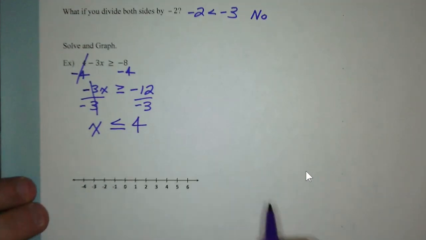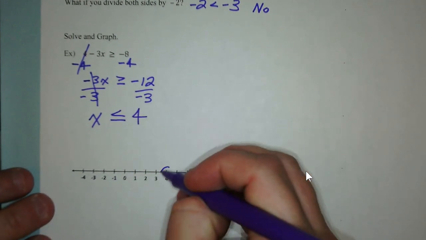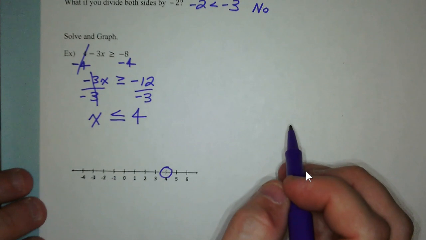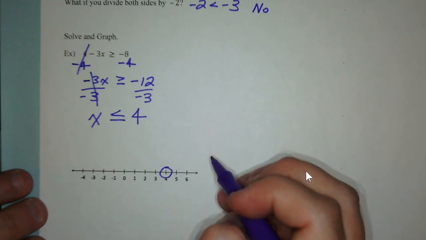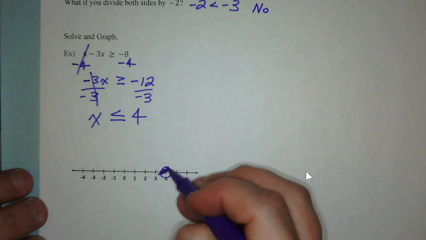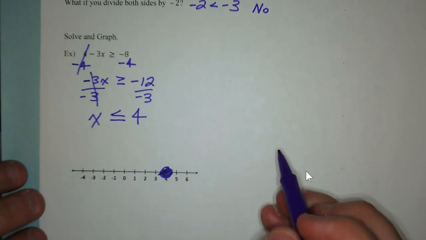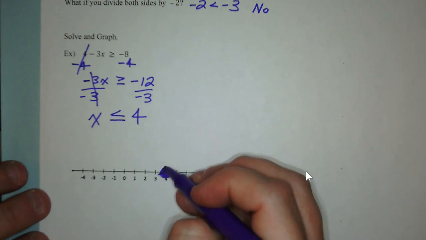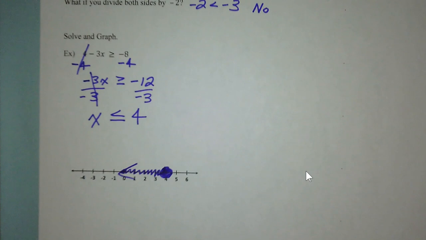And so now you just have to graph this. I mean, this is the answer, but you just have to graph it now. So what kind of circle do we put on 4, William? Closed or open? Closed. Very good. And Jack, which way do we shade, left or right? Left. Very good. And that's all she wrote.